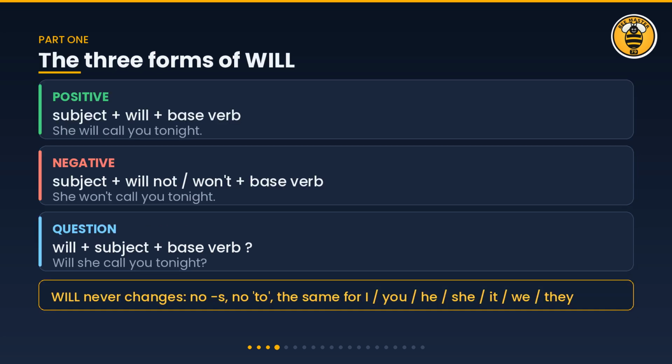The forms of will are wonderfully simple, because will itself never changes. For the positive, take the subject, add will, then the base verb. She will call you tonight. For the negative, add not, which we almost always shorten to won't. She won't call you tonight. And for the question, simply put will in front of the subject. Will she call you tonight? Notice there is no s on the verb, and no to. Will is exactly the same for I, you, he, she, it, we, and they.